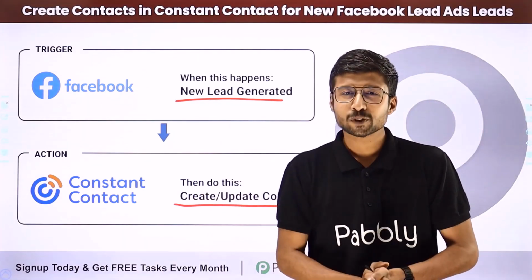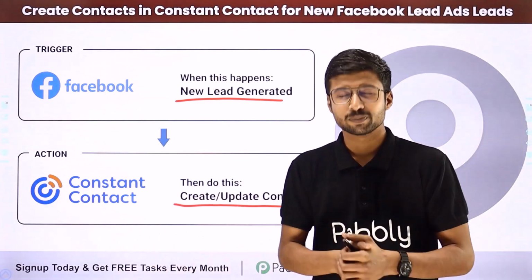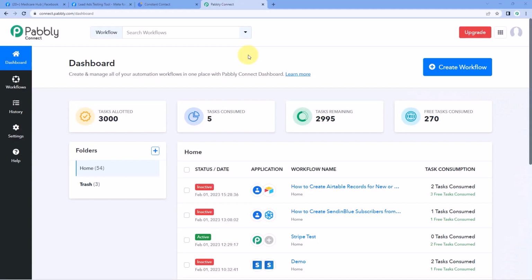Now, how can you set up this automation? To know this, you have to come with me to my screen. So as you can see, here we are on Pabbly Connect's dashboard. To reach this dashboard, you will get a free sign-up link of Pabbly Connect in the description box below. By clicking on that link, you can create your free Pabbly Connect account in just 2 minutes.